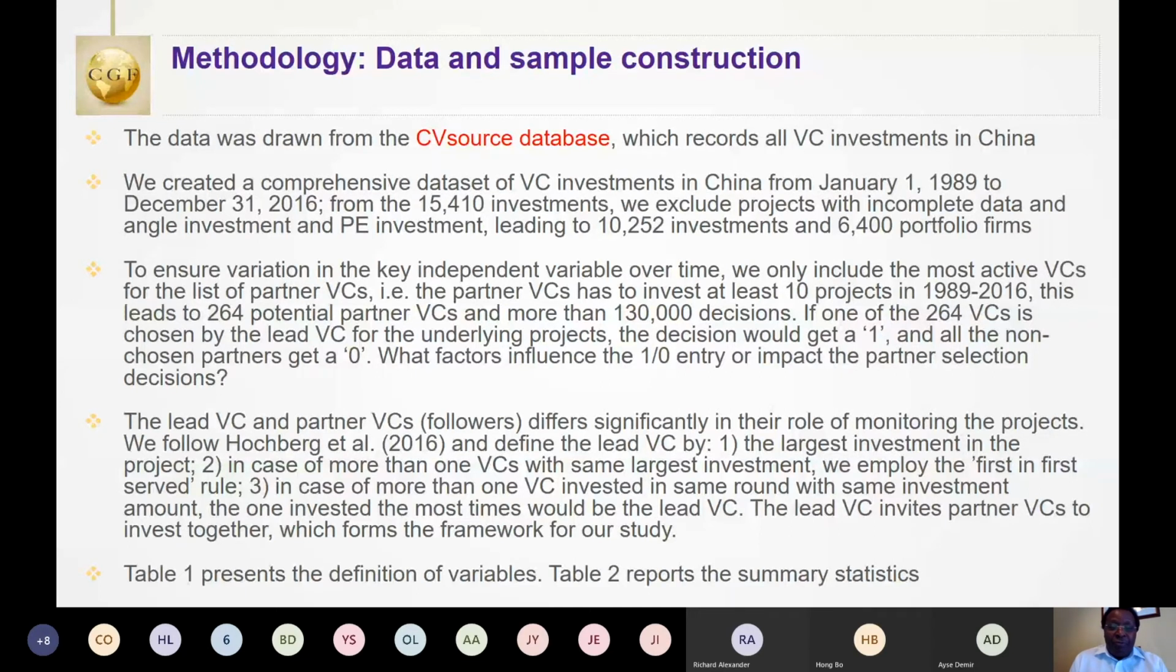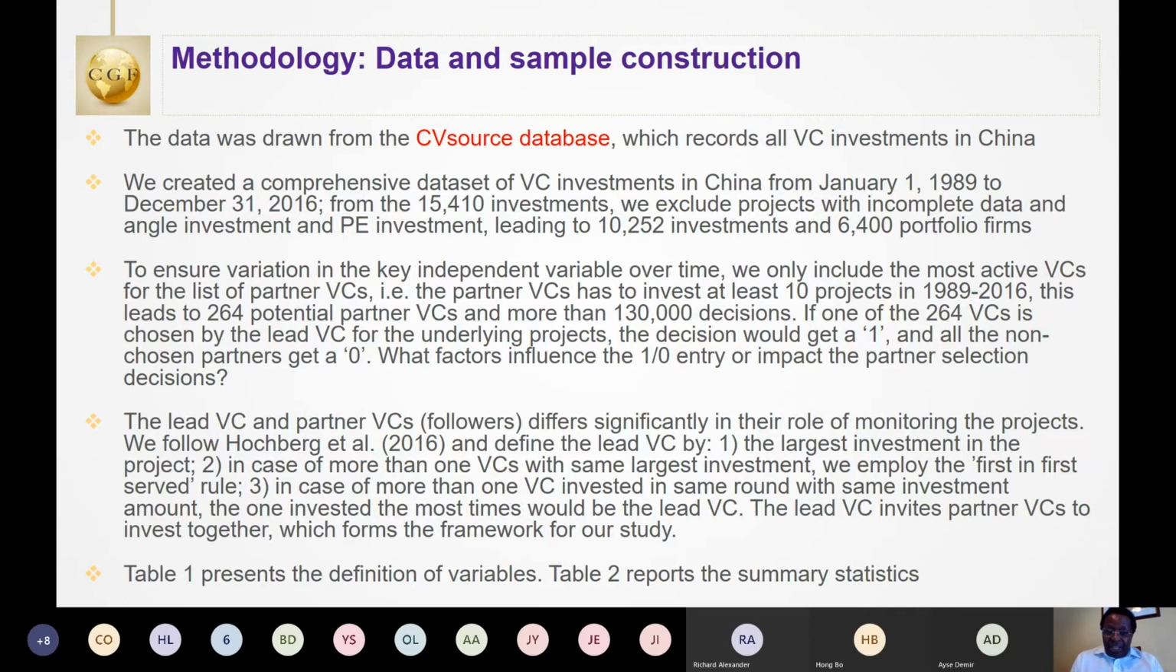And from the 15,410 investments, we exclude projects with incomplete data and those projects that are actually only focusing on angel investment and PE investment, which is a different financing mechanism altogether. And this leads us to 10,252 investments and 6,400 portfolio firms.